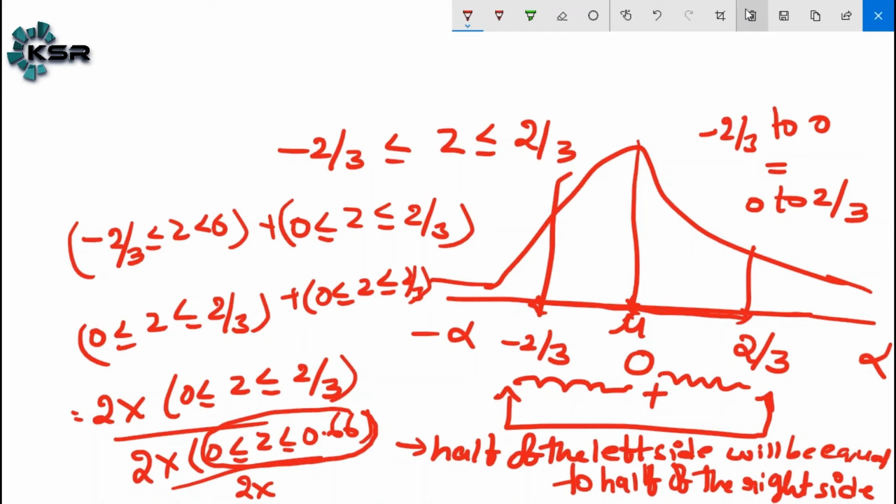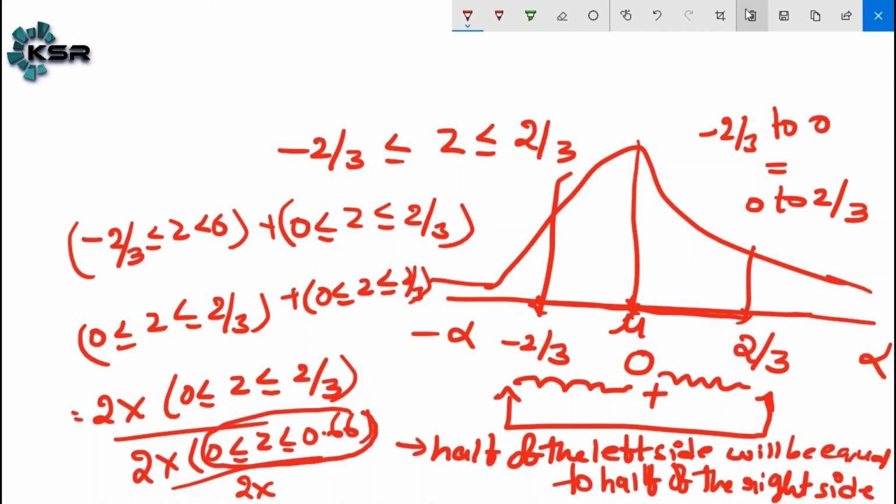Now, if you want to perform the normal distribution, you need to remember a few points. First, your data should be symmetrical data. What do you mean by symmetrical data? Mean is equal to median is equal to mode. Next, the data looks like a bell-shaped curve. In the bell-shaped curve, the left half will be equal to the right half.